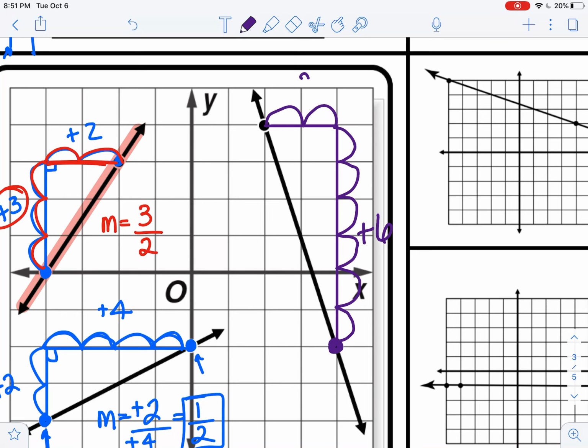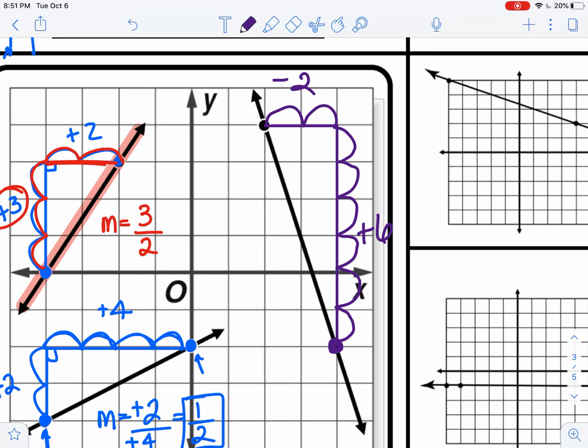Now this one's tricky. It is 2, but look at the direction that we're going in. This time, we went to the left 2. So anytime you go to the left on a number line, you're going to be subtracting. So it's actually going to be this -2 going to the left.